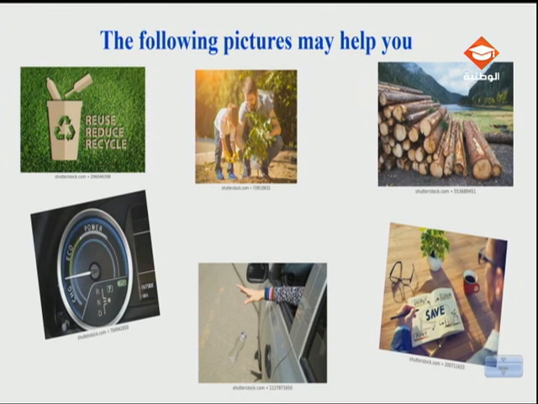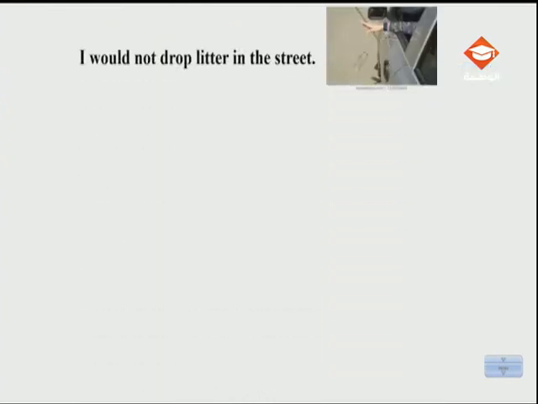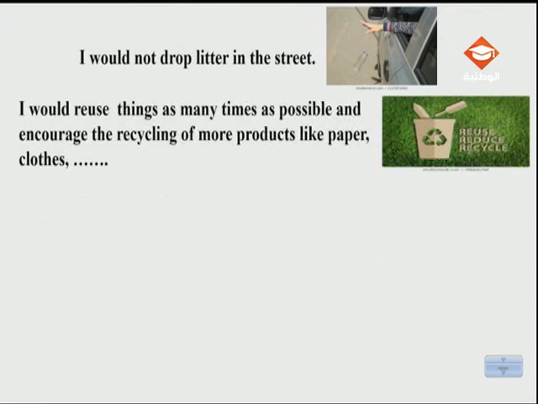Let's check if you guessed right. Yes, as a member of the general public, I would not drop litter in the street. I would reuse things as many times as possible and encourage the recycling of more products like paper, clothes, glass, plastic, etc. And you see, we call this the 3 R's. For example, you may take a reusable shopping bag instead of disposable ones. Reduce the amount of waste, but also reduce the amount of things you buy, and you will save money. And of course, you recycle.